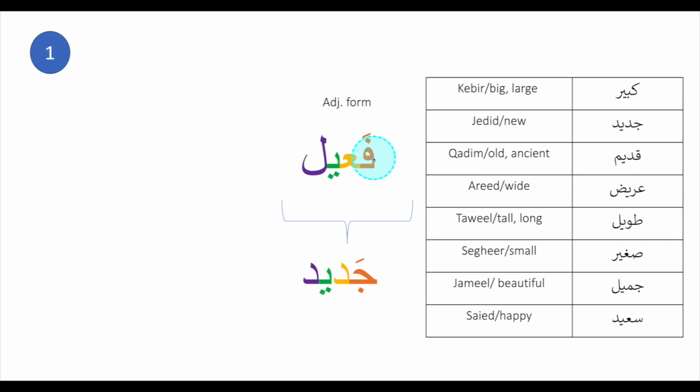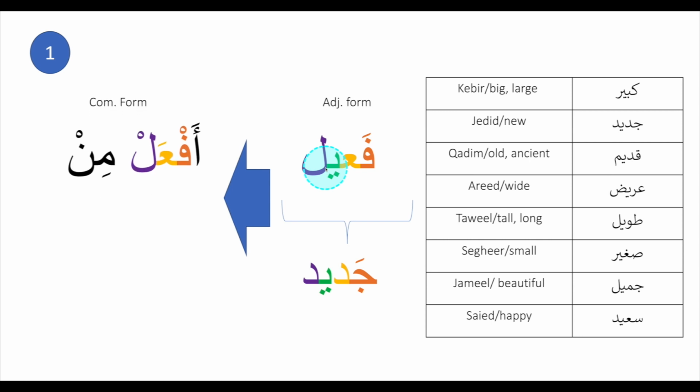So the F stands for the jim, and the Ain stands for the dal, and the E stands for the ya, and the L here stands for the dal. So this is the adjective, and that's the form. Let me remind you again, this is the adjective, and it can be any of these adjectives, and this is the form. So in Arabic we say, if you want to make a comparative out of this form, all you need to do is delete the E from the middle, which you see here.